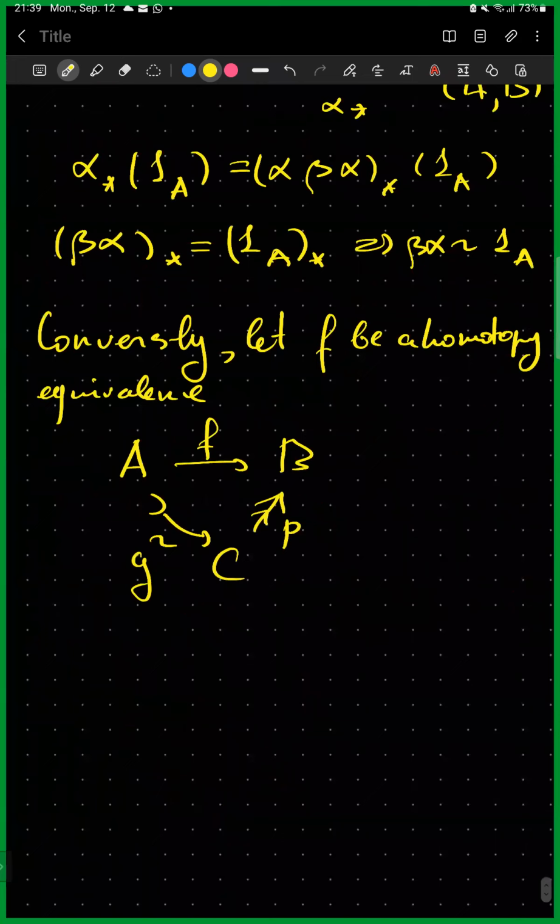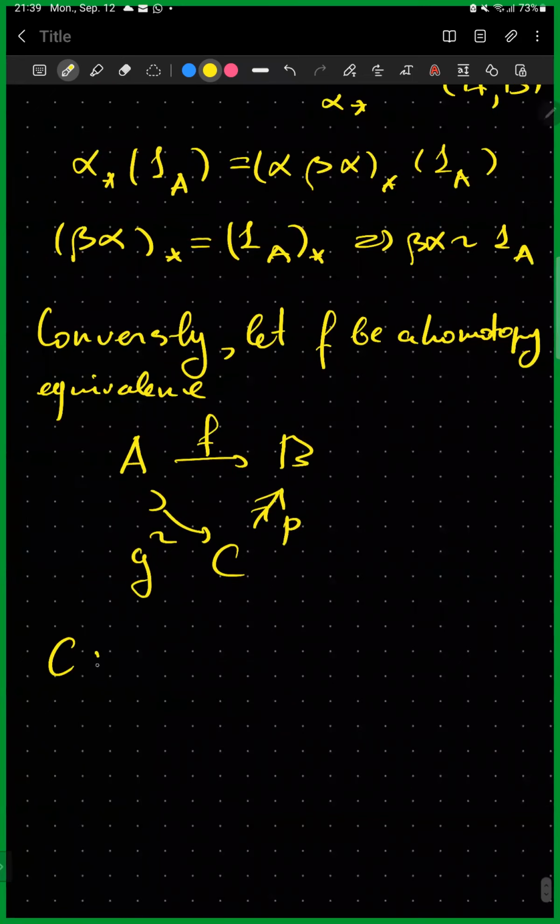We observe that C also is fibrant and cofibrant because it fibers over B, which was fibrant and cofibrant, and we also have a cofibration from A to C, where A is also fibrant and cofibrant. This implies, by what we've just shown above, that G is a homotopy equivalence.